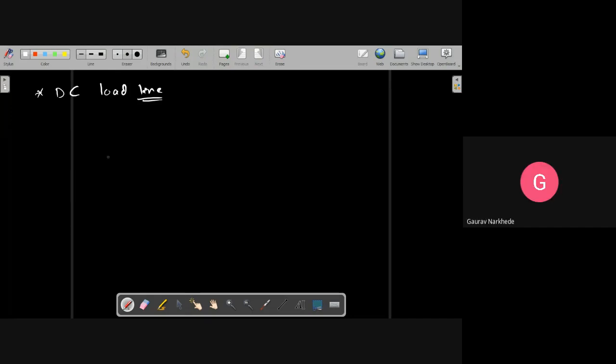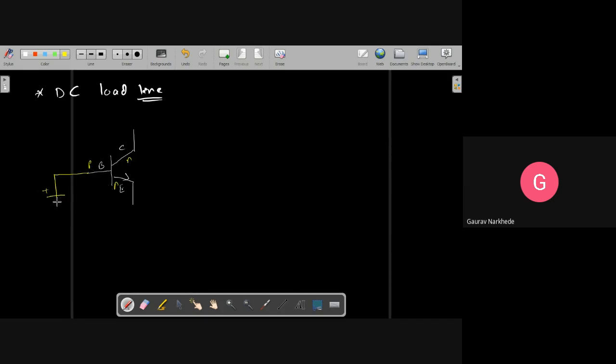So for the common emitter configuration, I will just draw. Let us say this is your transistor. This is emitter, base, collector, right? So always which transistor are we using? NPN. And then how have we biased it?